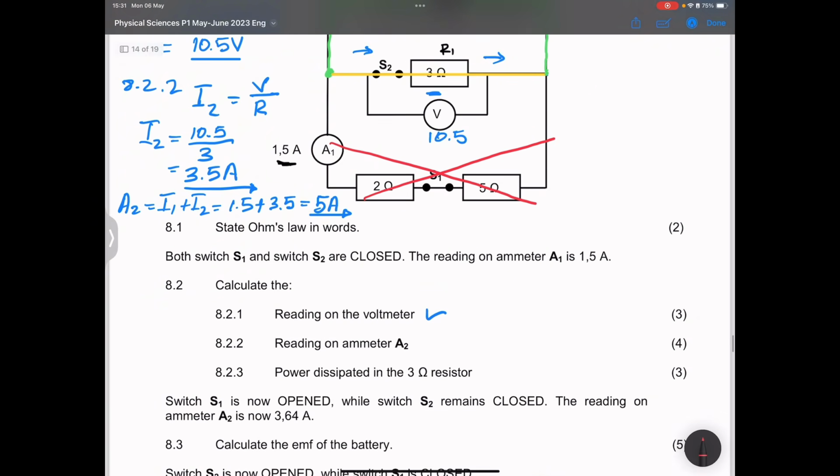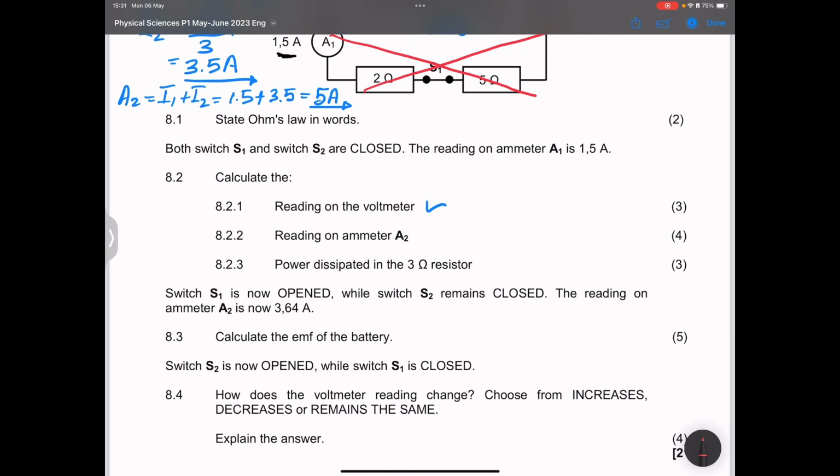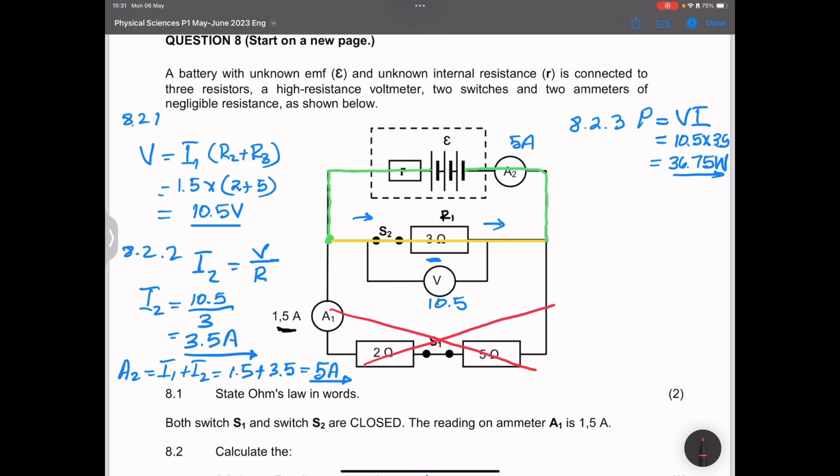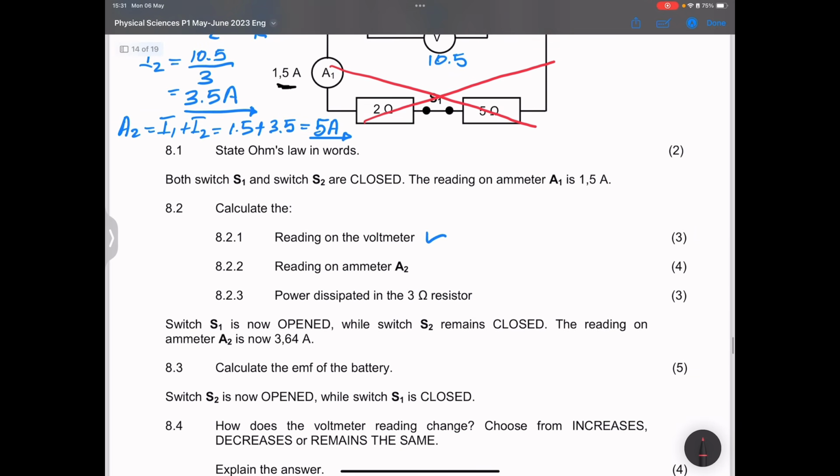Now they say to us, switch S1 is now opened while switch S2 remains closed, right? Now this changes everything about our circuit previously calculated. The only thing that would remain unchanged would be the EMF value as well as the internal resistance. So they say to us, the reading on ammeter A2 is now 3.64. Now you note it was 5 amperes. Now it becomes 3.64.